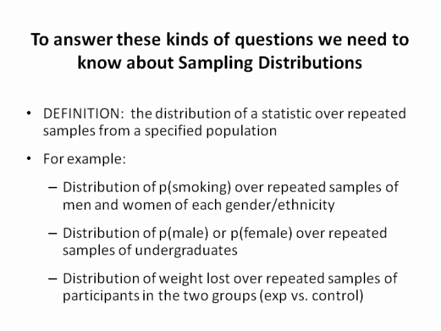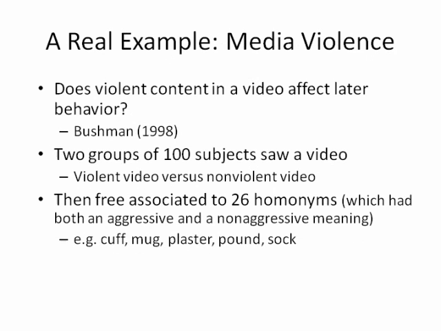Does that make sense? We can also look at other questions, such as the distribution of weight loss over repeated samples of participants in two groups. Let's say we had an experimental group who took a particular diet drug versus a control group who received a placebo. That's where inferential statistics come in, and this is where a sampling distribution helps us better characterize the population at hand.